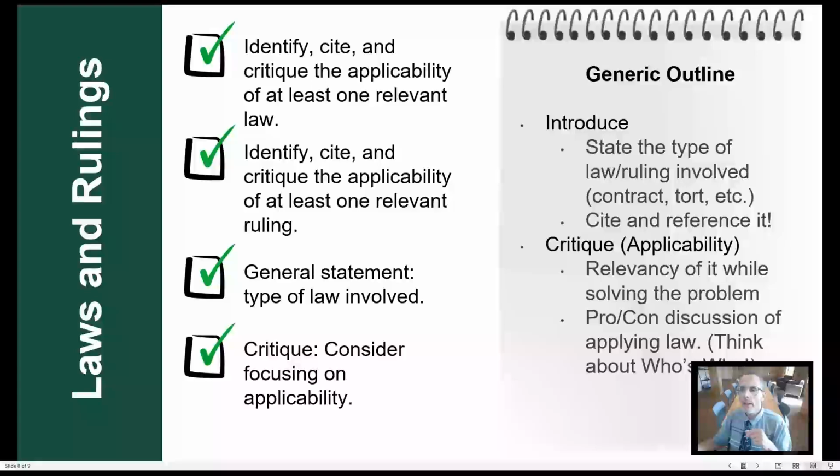You can see it here. Here is a nice generic outline for this section. It contains two sections, an introduce section and a critique section. The introduce section basically says this is a type of law, and we're going to cite and reference it using APA formatting. Afterwards, you're going to go into the critique for the law and for the ruling that you chose, both. You're going to have to discuss the relevancy of it while solving the problem and offer a short discussion of the pros and cons of applying this law or ruling.